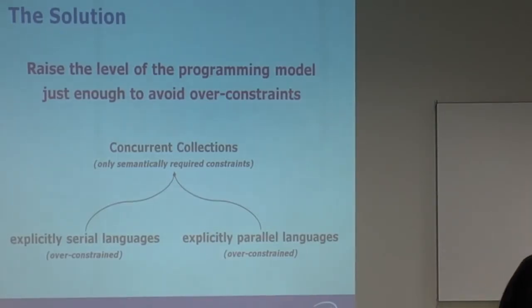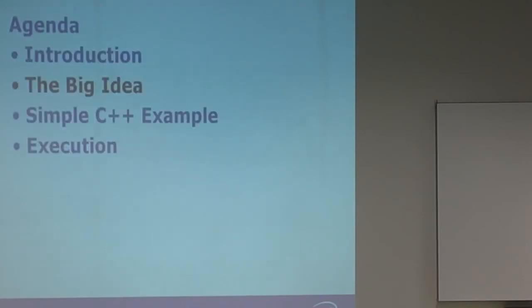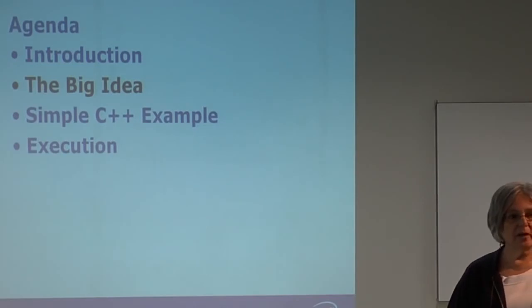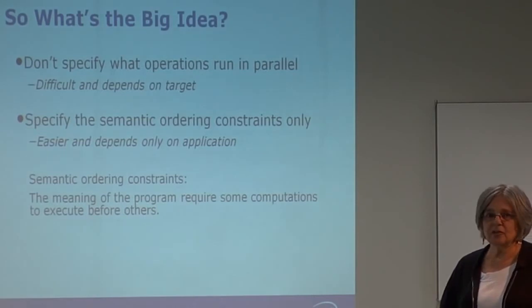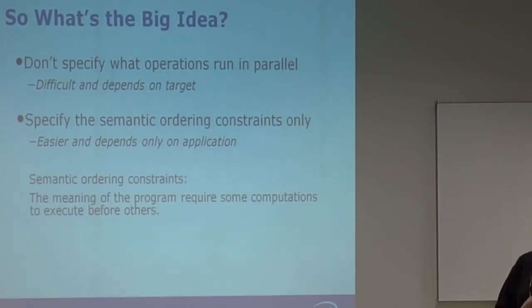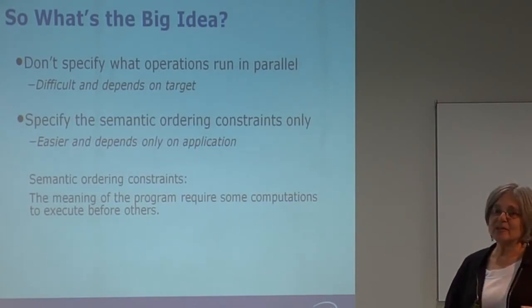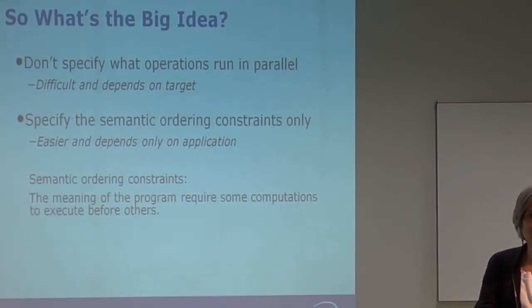And that's what we're going to do. I've told you, but I'll tell you a little more about what the big idea is, but then we'll go through some simple examples at the language level, and then we'll talk a little bit about the execution. So the idea is you don't specify what operations happen in parallel. This might not be difficult for you, but for a lot of people it's difficult, and it also depends on the target, and that is true for you. I take it you're quite aware of that problem.